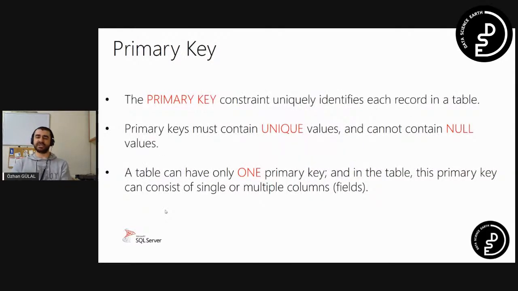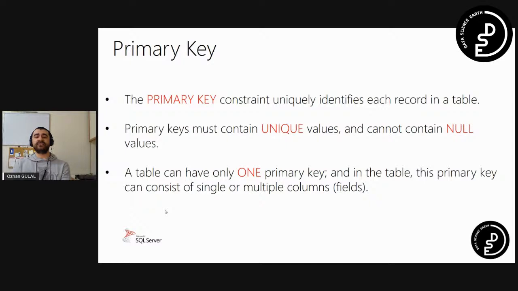Let's start with primary key. A couple pages ago we talked about unique key inside of the second normal form. The primary key constraint uniquely identifies each record in a table. Primary keys must contain unique values. You can use whatever variable types you want, it doesn't matter, but it cannot contain null values. And please do not forget, it must be unique.